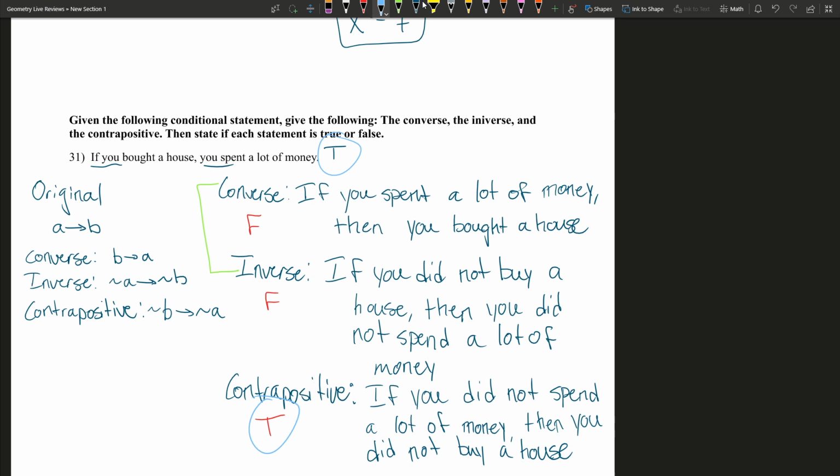So, Brady, the reason the inverse is false is because I can give you a counterexample. That statement says if you did not buy a house, then you did not spend a lot of money. What if I bought a car? I didn't buy a house, but I did spend a lot of money. What if I enrolled in a master's program? I did not buy a house, but I did spend a lot of money. There will not be a truth table. So basically, for every one of these statements, if you can find a counterexample to them, then they're false.